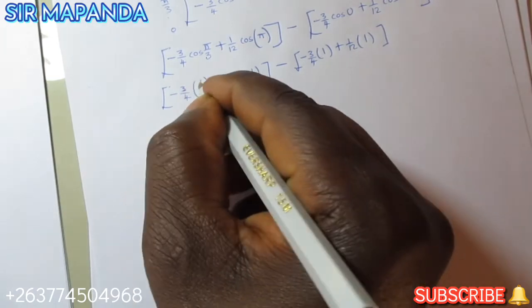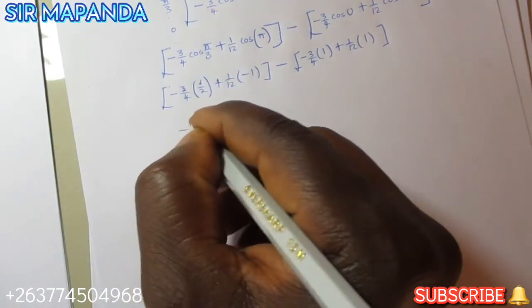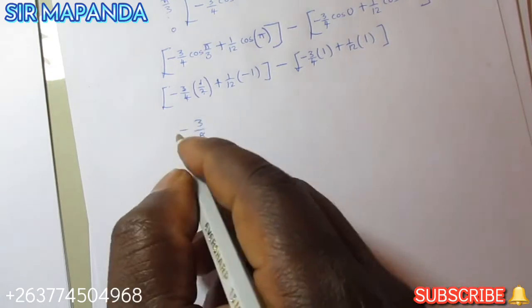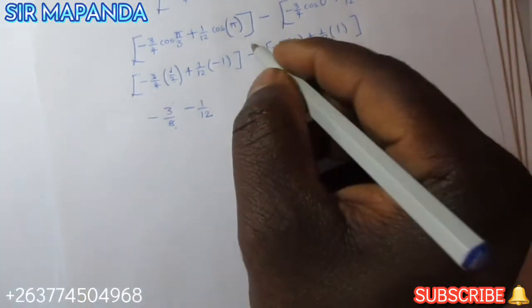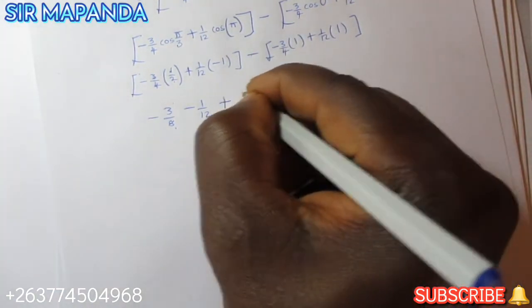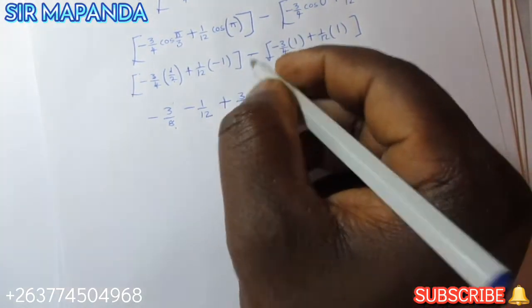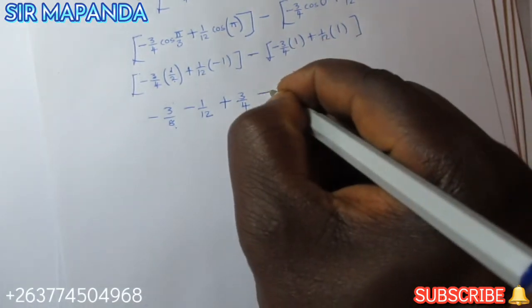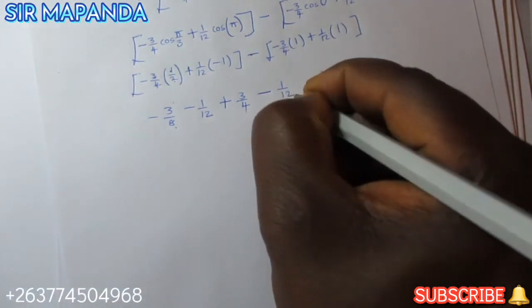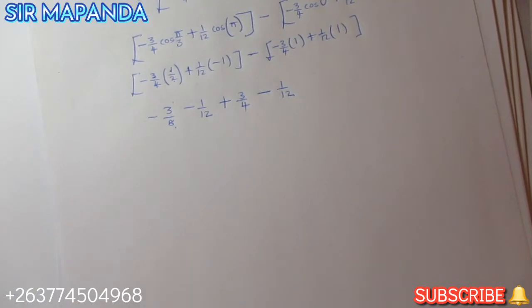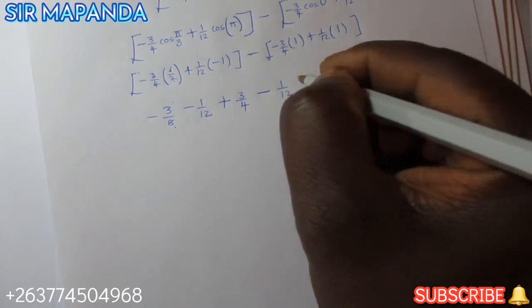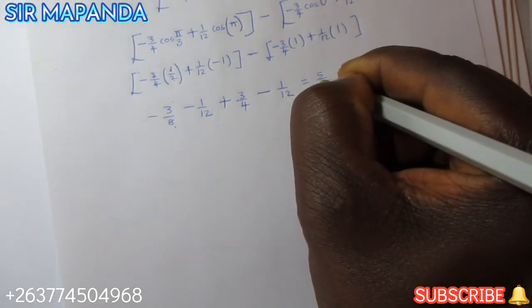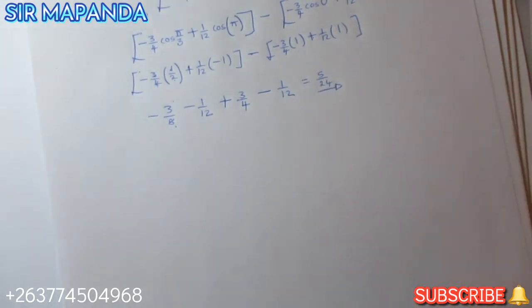Right. So 3 times 1 you get 3. 4 times 2, you get 8. So this is minus 3 over 8. Minus 1 over 12. Then minus and minus, you get a plus 3 over 4. Minus and plus, you get minus 1 over 12. I hope you are following class. So let us punch everything in our calculator. Over 24. So our final answer is 5 over 24. Then you are home and dry. I hope you are following class.